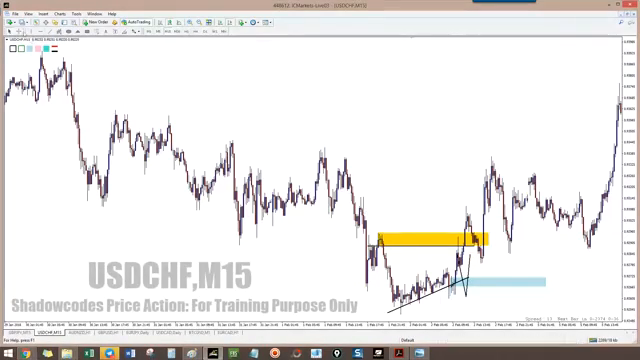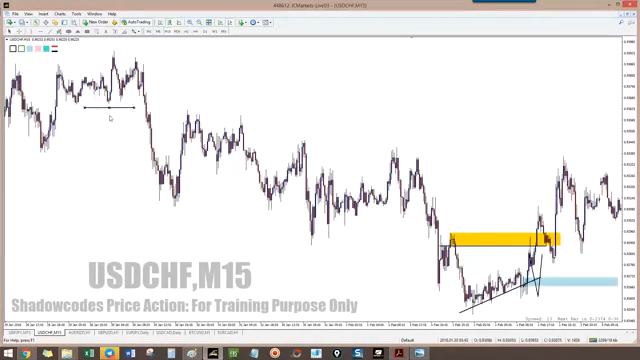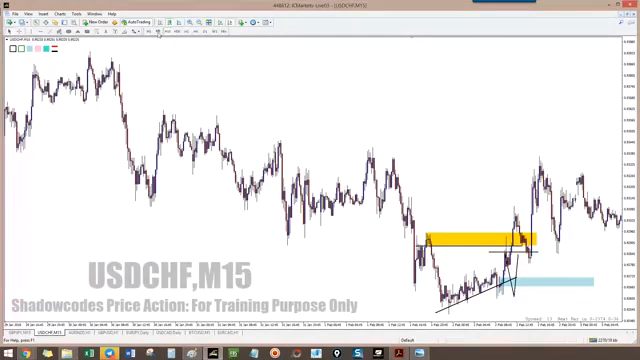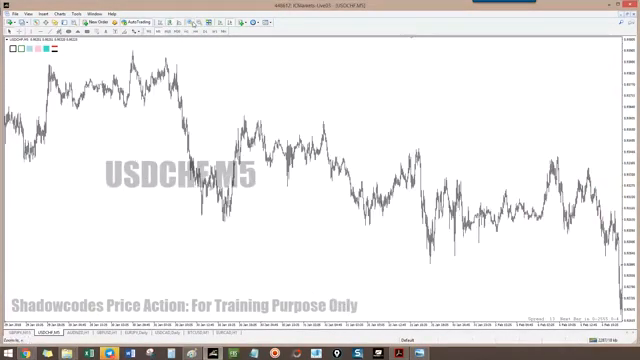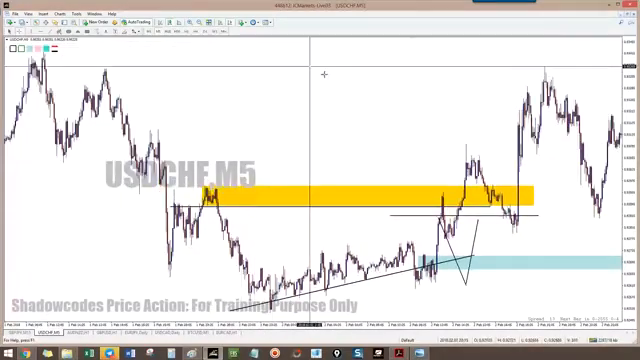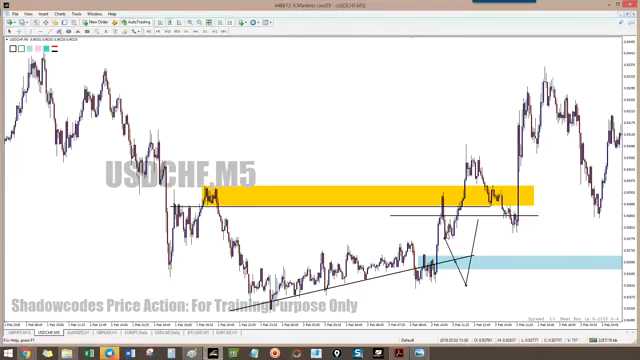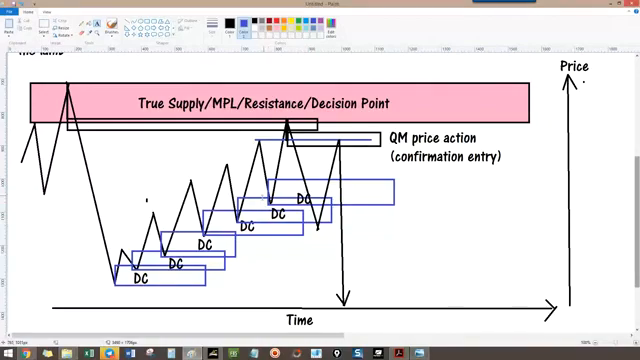Over here, you can have a QM. If price already engulfs this compression, we can go to a lower time frame to prove this. So if price is able to compress, over here we can have a QM. But price was not able to engulf the last demand. The last demand is over here. So for this trade, it actually engulfed the last one, and then it formed a QM. So that one is a confirmation entry.